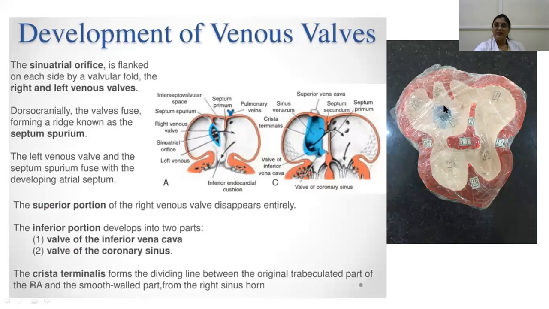And this one is guarded by two valves. This is called a right venous valve, and this is a left venous valve. So they'll ask you what is septum spurium and what is the fate of septum spurium. So this septum spurium, along with the left venous valve, merges with your septum secundum.